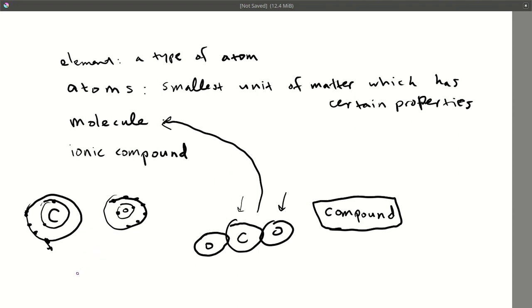So here, let me draw that in a way that only shows the outside electrons. So carbon has 4 outside electrons like that, and oxygen has 6 outside electrons like this, right? I don't care about the inside electrons because when these 2 atoms crash together, the inside electrons never see what's happening. It's the outside electrons that get affected.